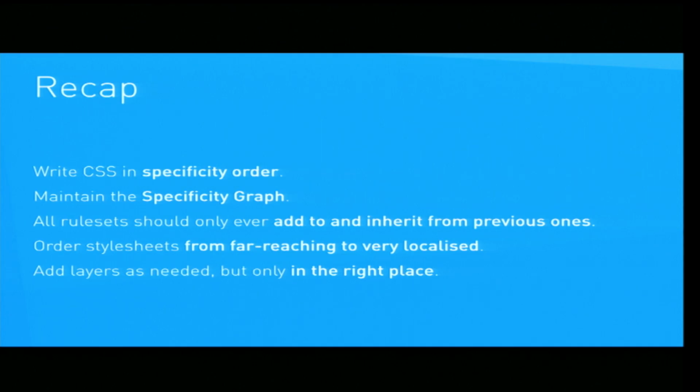Order style sheets from far-reaching to very localized. This is where we get the triangle. And finally, add layers as and when you need to, but only in the relevant place. And you can work that out for yourselves. If you know that it needs to be a slightly higher specificity than the previous layer, you can work out in your own project, your own architectures, when new layers need to go.